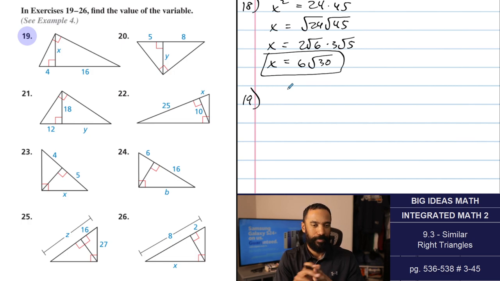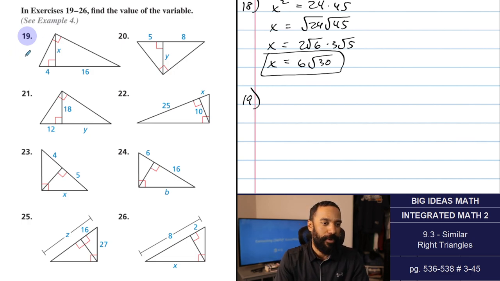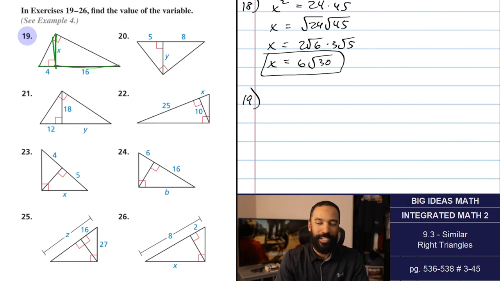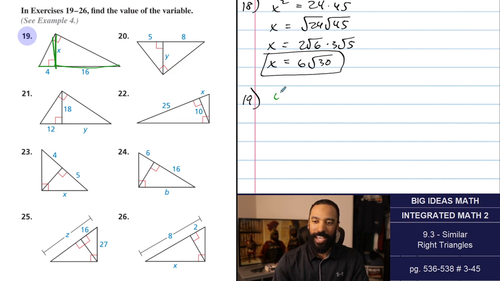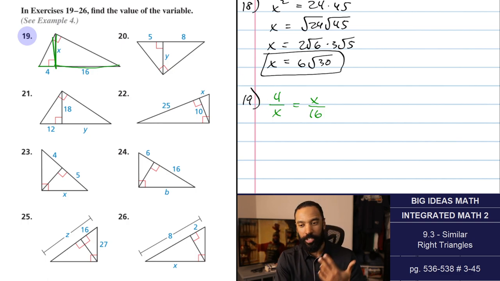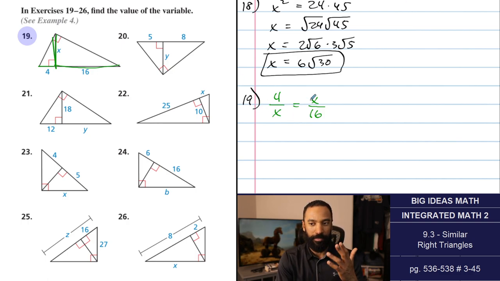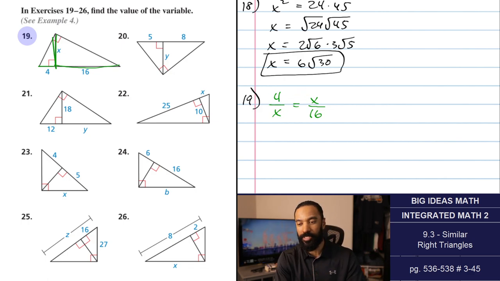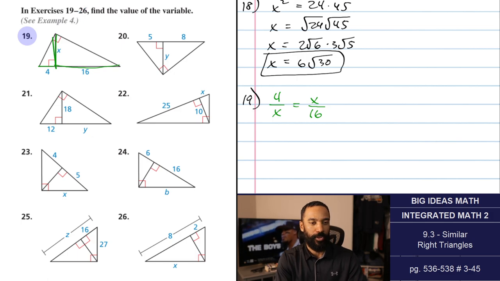Now, the first one I've set up, I've mentioned a couple times in the lecture portion, this over this equals this over that. 4 over x equals x over 16. All these are geometric mean-based things where x is going to appear in multiple places. And you just got to recognize what's going to happen when you cross-multiply.